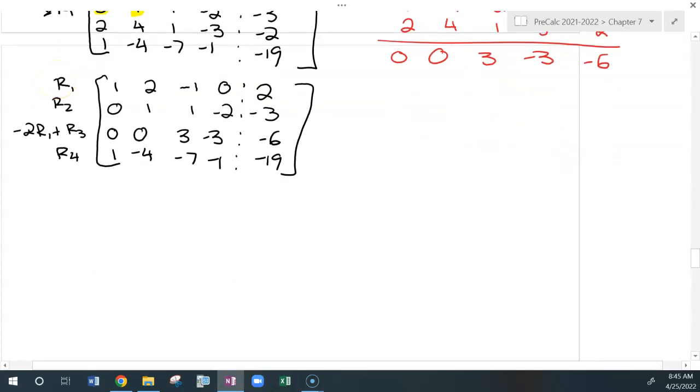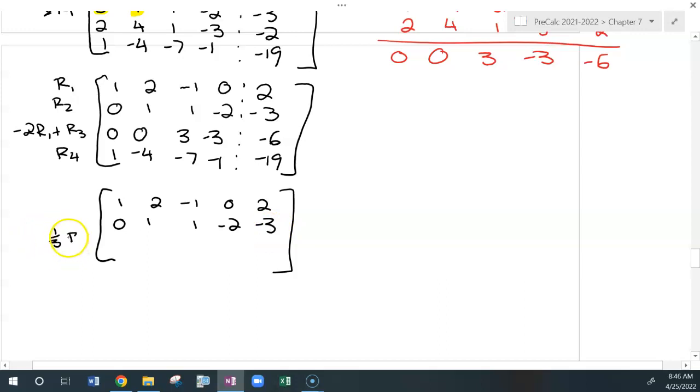So my row 3 is now just going to be my old row 3 divided by 3. So row 1: 1, 2, -1, 0, 2. Row 2: 0, 1, 1, -2, -3. Now row 3 is going to be 1/3 the original row 3. So 0, 0, 1, -1, -2. And then row 4, I'm leaving as it is.